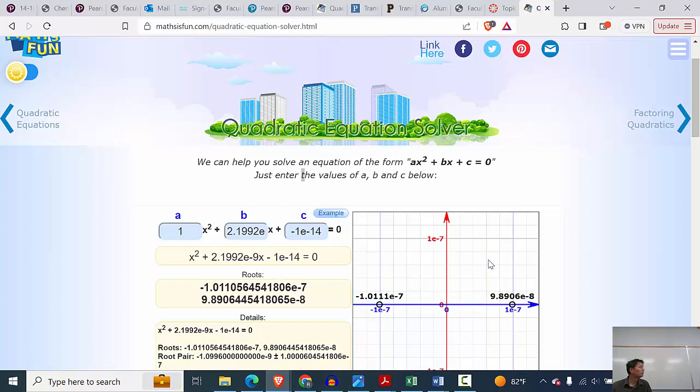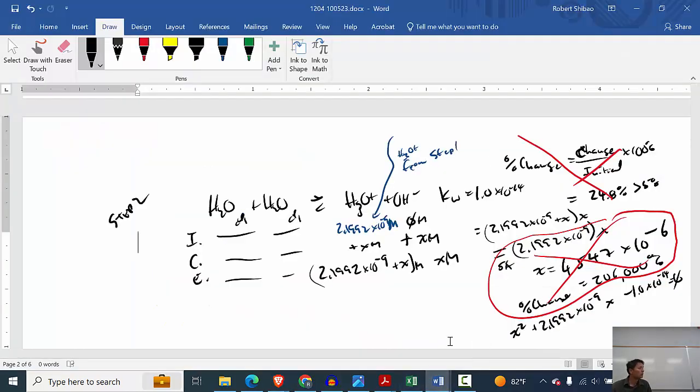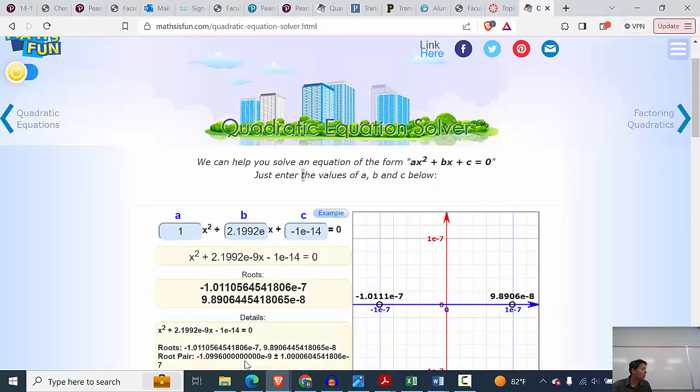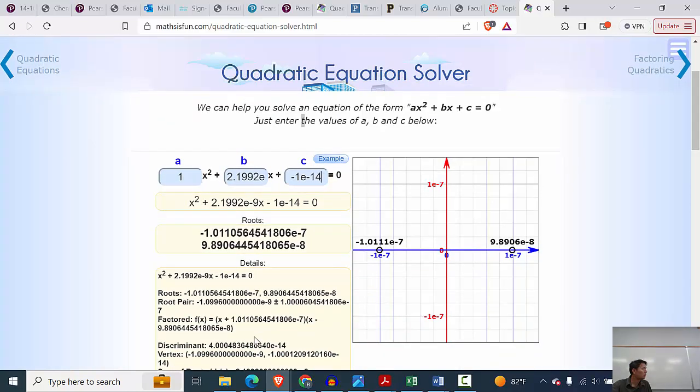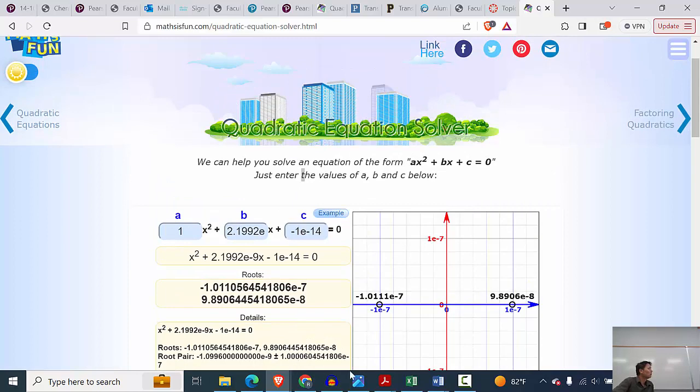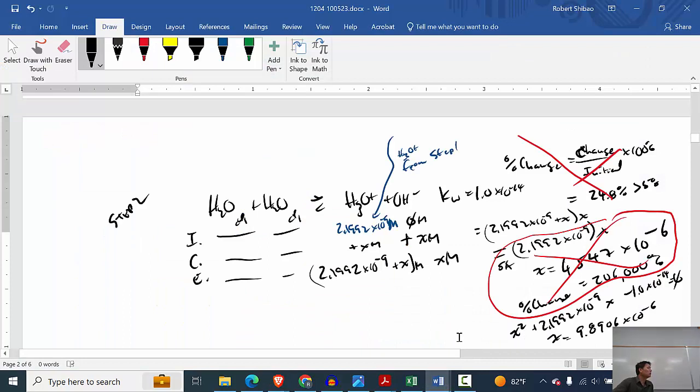Did you get 9.898906 times 10 to the minus 8? Using the quadratic formula, and then it just gave her the negative root. Scroll down. It only gave you the negative root? Yeah, it should give you both. I don't know what's wrong with that.